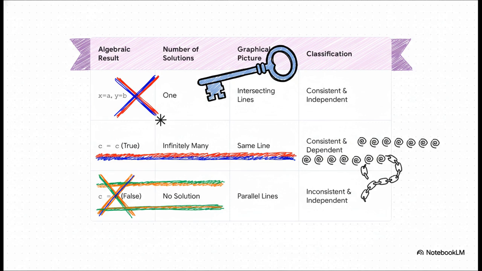Middle row, the variables disappear and you're left with a true statement, like 5 equals 5. That's your infinite solutions, the same line, consistent and dependent. And the bottom row, the variables disappear, but you're left with a false statement, like 5 equals 2. That's your no solution case, your parallel lines, inconsistent and independent.